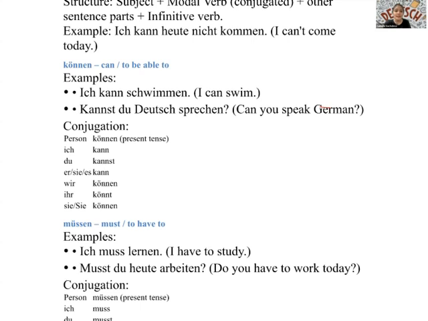Now, when I was telling you that every verb will be conjugated as per the subject of the sentence, what I meant by conjugation is this. Ich kann, du kannst, er sie es kann, wir können, ihr könnt, sie können. So as per every subject, we have the conjugation for each verb.